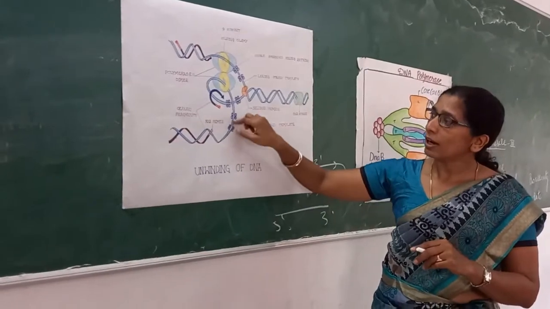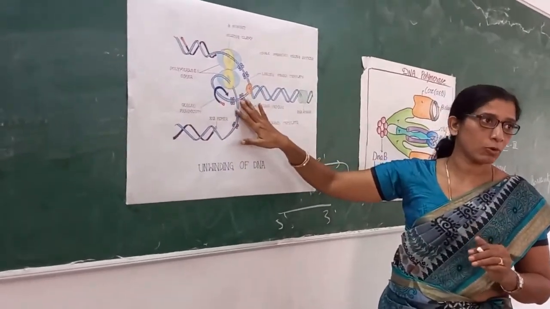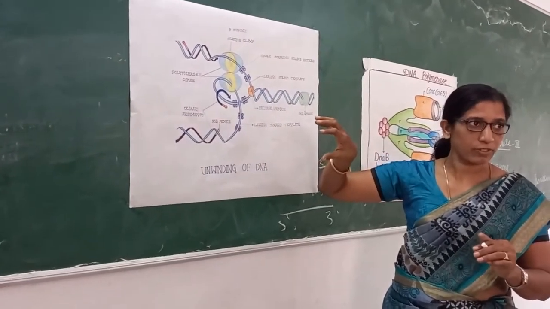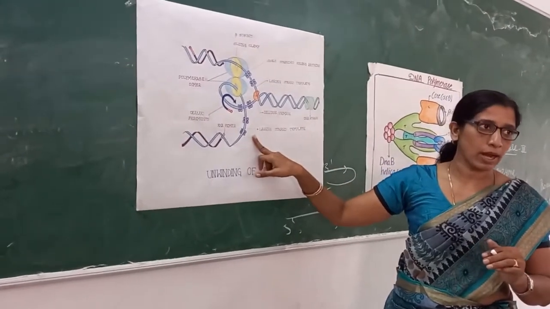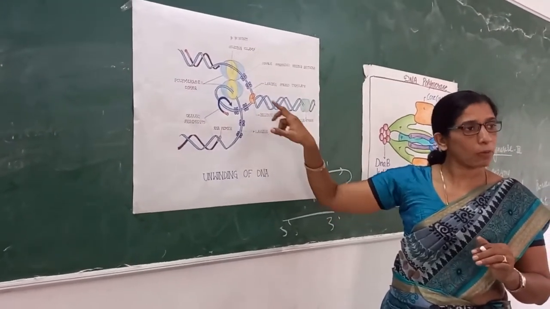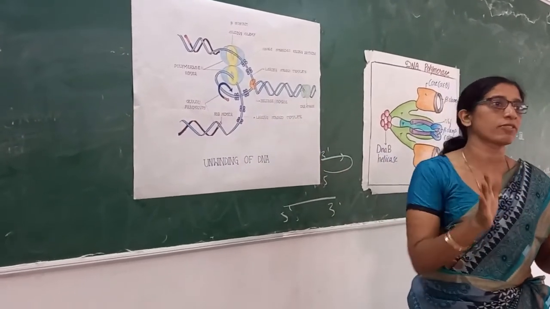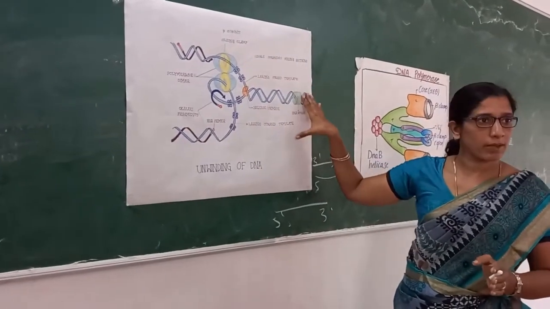In the lagging strand you require several single strand binding proteins, because to some extent it remains in the single strand position. Several single strand binding proteins will bind and remain bound so that the strand is maintained in the single strand condition. These are the other enzymes, as you know.